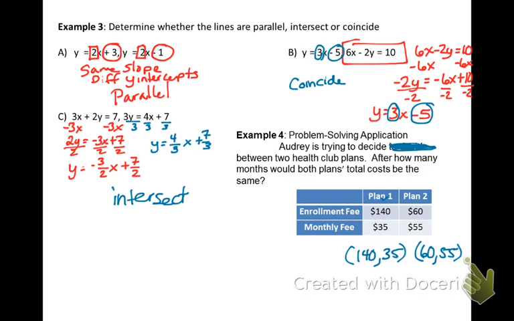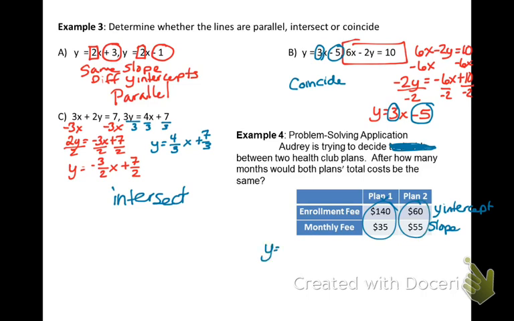Okay, this is a little different. The second one is going to be your slope, and the first one is going to be your y-intercept. So when you write it out, these two go together and these two go together. So it's going to be y equals 35x plus 140, and y equals 55x plus 60.